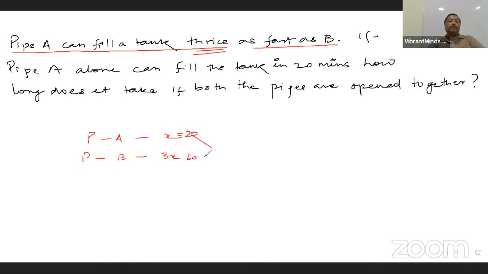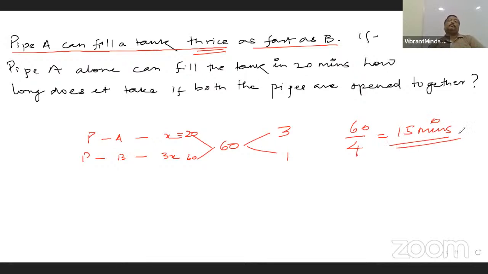So 3x will be 60. 20 and 60. This is 3, this is 1. So 60 by 4. If both are working, then in 15 minutes the tank is filled. Go ahead with the next question.